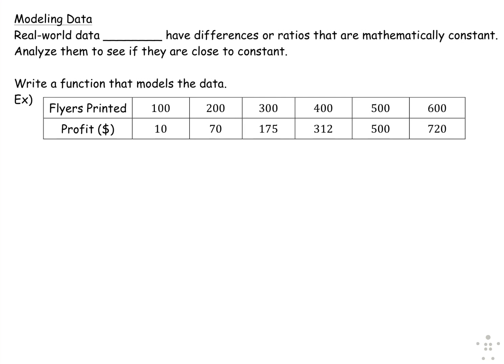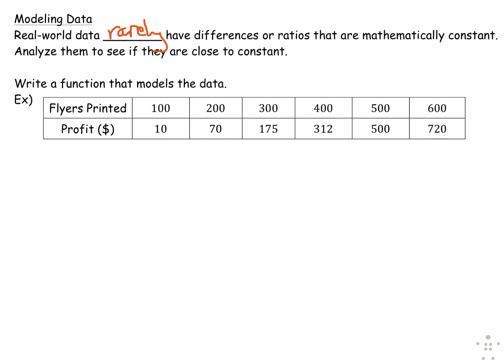Moving on. As I advertise, real-world data rarely have differences or ratios that are mathematically constant. So still analyze to see if they are close to constant, then that gets you started on where you should select among your list of regression models on your calculator, for example. So write a function that models the data: flyers printed and the amount of profit that you actually get based on that advertising.